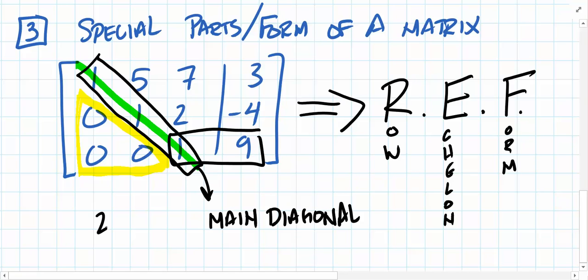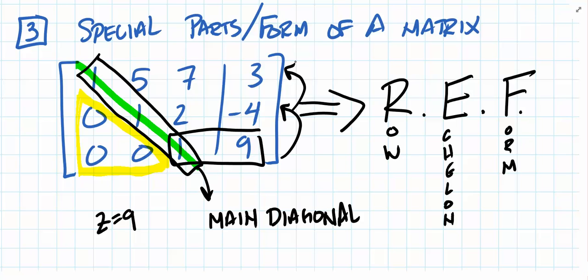And if I know the z value is worth 9, then I can start back substituting into row 2 and figure out that 1y plus 2 times 9 is equal to negative 4. And then I could figure out what y is. And then I could back substitute again into row number 1 and figure out that 1x plus 5y's plus 7z's is worth 3. And I could figure out the values of x, y, and z. And essentially, I could solve the matrix, which is essentially solving the system. Does that make sense how it all fits together? Okay, so this is called row echelon form.